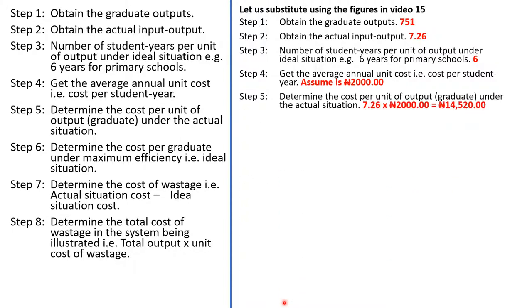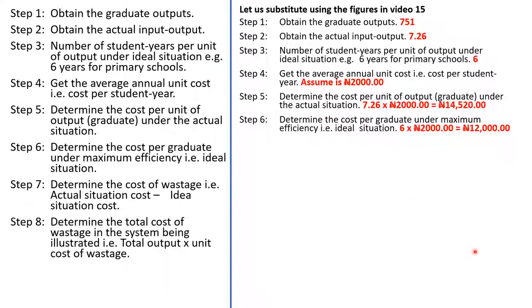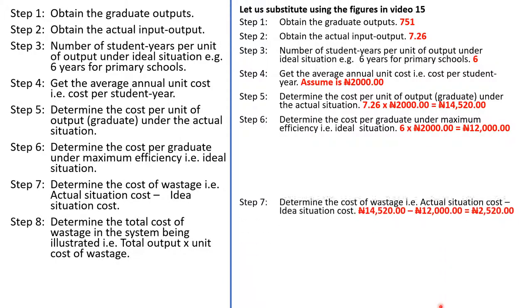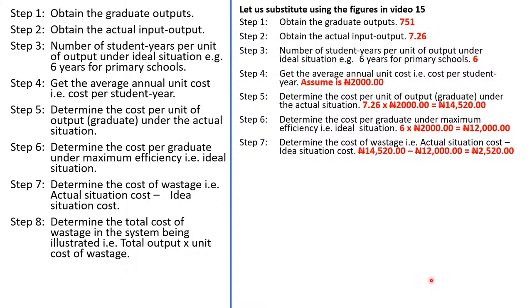Now you determine the cost per unit of output of a graduate. The actual input output is 7.26, so you multiply 7.26 times 2,000, and that will give you 14,520 naira. That is what is actually being paid. Now what is the ideal? The ideal will be times 6, and that will give us 12,000. So to get the cost of wastage, that is the extra money being spent, you take 14,520 minus 12,000, and that will give us 2,520.